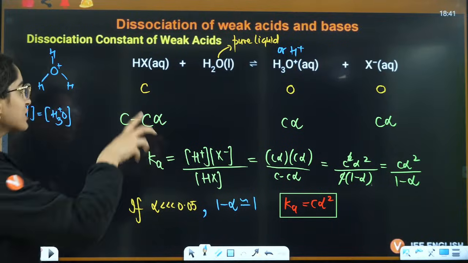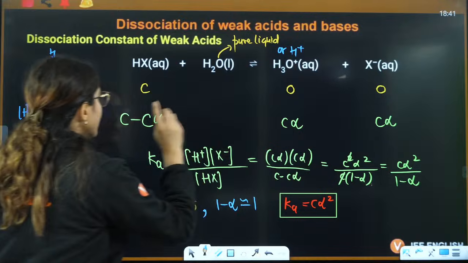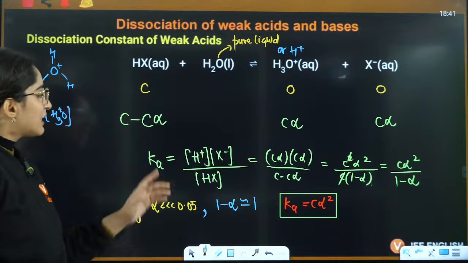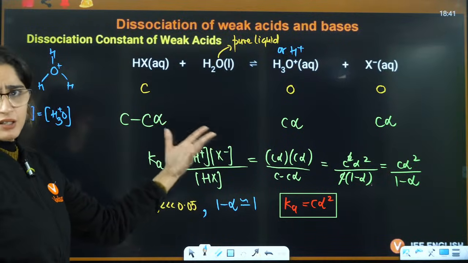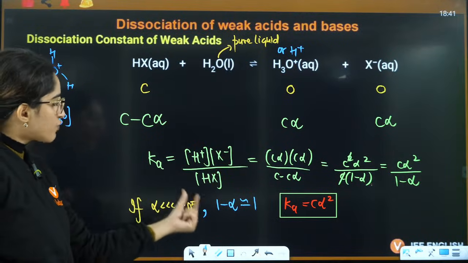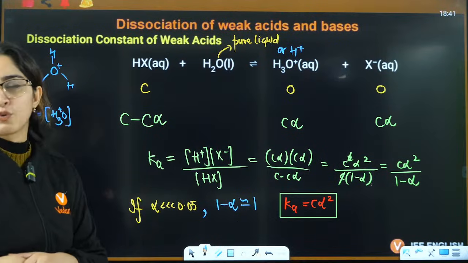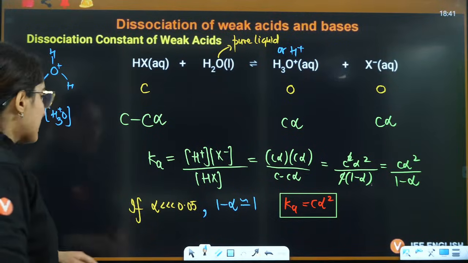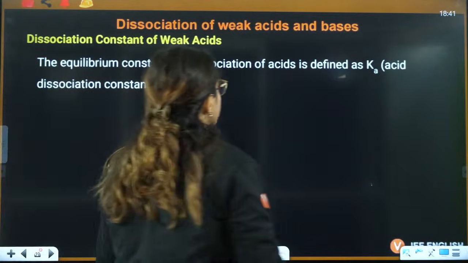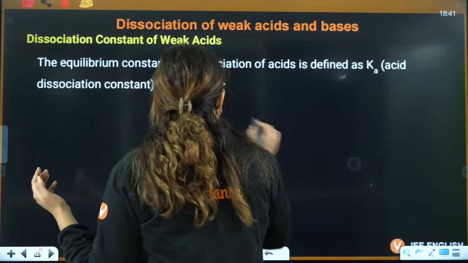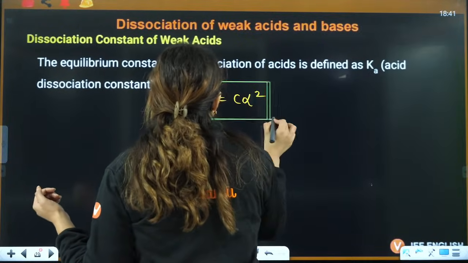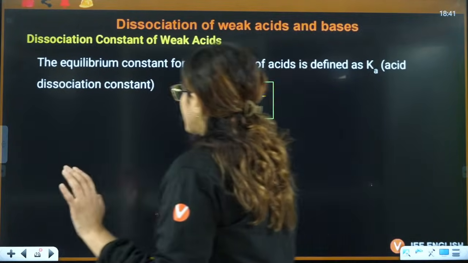We take initial as C. This is 0, this is 0 initially. C minus C alpha, C alpha will be as it is. Then you take the Ka value as we understand it in chemical equilibrium, product by reactants. Put in the values, 1 minus alpha is approximately equals to 1 and Ka is equals to C alpha square. Now the equilibrium constant for dissociation is defined as Ka, and we have defined Ka is equals to C alpha square. That is your formula of Ka, right?